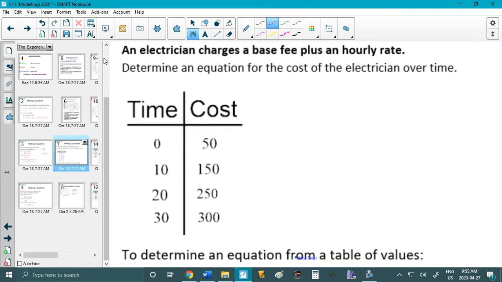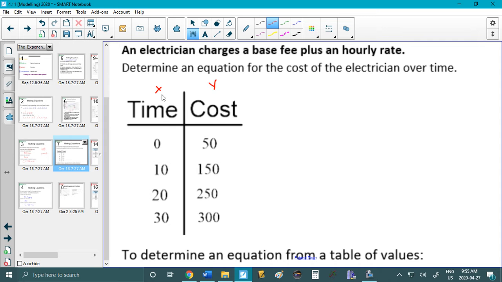Here is a table of values. So first, when the x is 0, that's going to be our initial value. To get the rate of change, we find the rise. So we do this number minus the previous number, or we ask ourselves, to get from 50 to 150, how much did we go up? And the answer is $100.